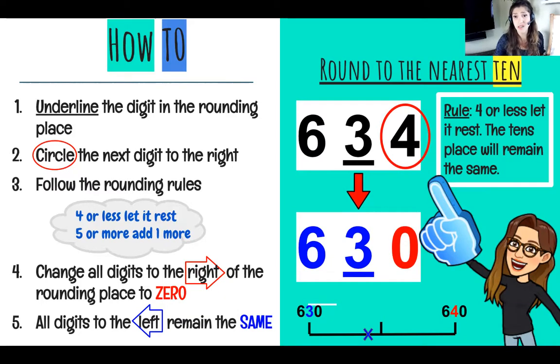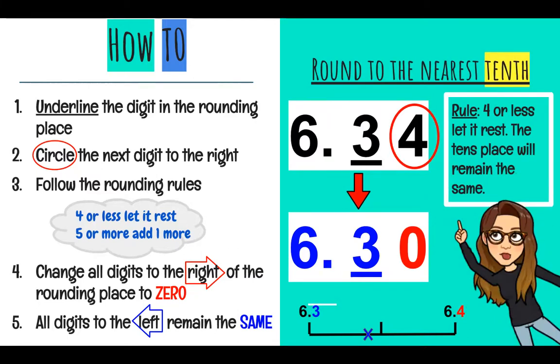Instead of rounding to the nearest 10 in this example, notice 10th. I've decided to round to the nearest 10th. All right, but it's going to be the same rules. Let's underline the digit in the rounding place. That 3 is in the 10th place. So guess what? That 3 is royalty. That is the king or queen. Yes, we have a monarchy on our hands, ladies and gentlemen.